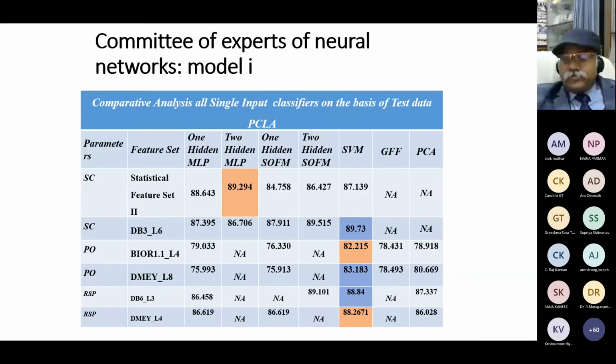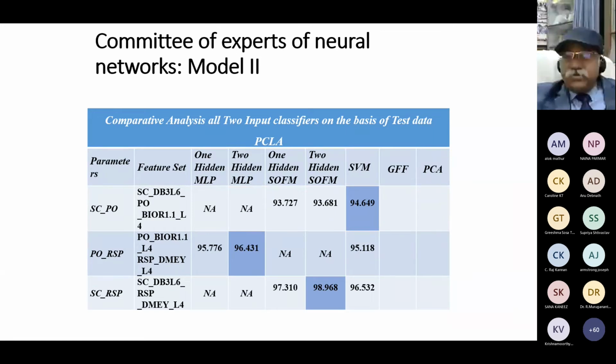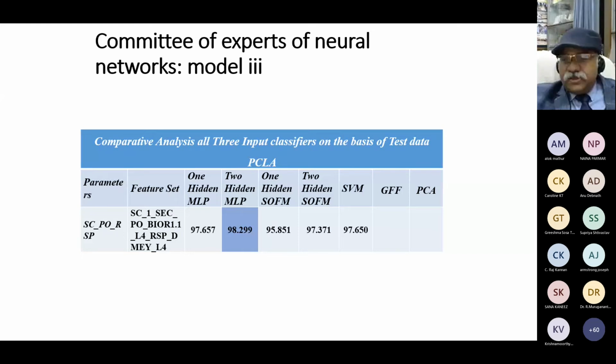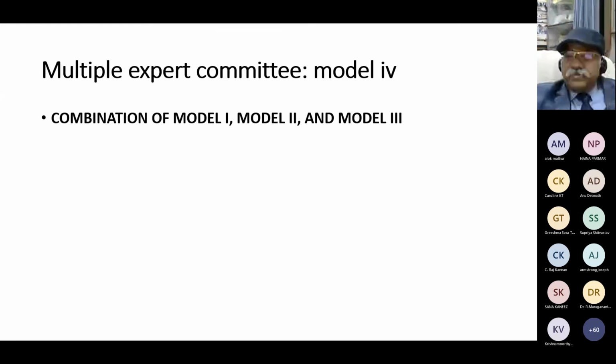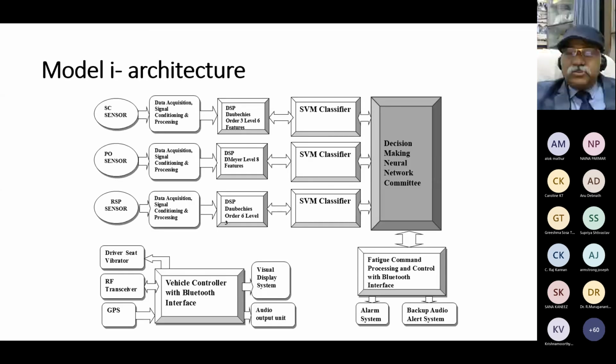Committee of neural networks concept: when all classifiers work independently, somebody has to supervise and take the decision. So that concept of committee of neural networks was used, and it was checked for all the best performing single input feature sets, where maximum accuracies of 89, 82, 88 percent are there. Then another model; as I told you midway, there were 4 different models. Committee of neural networks Model 2 performance is 94, 96, 98%. Model 3 is giving 98.29% accuracy, and then multiple, all together, is another model.